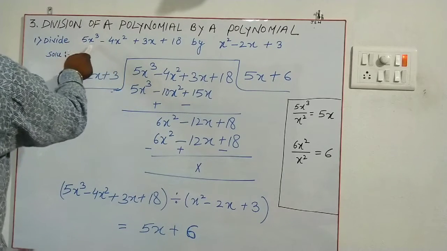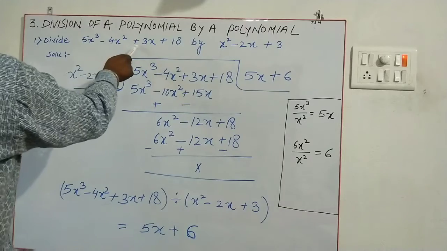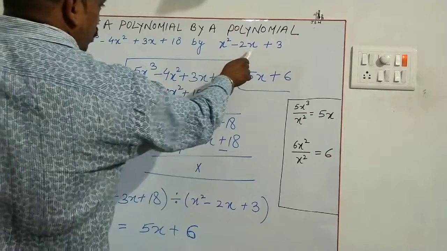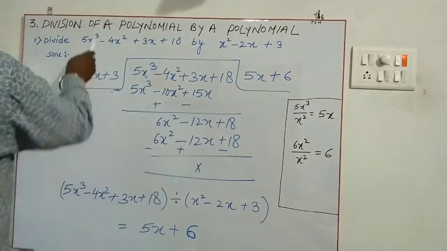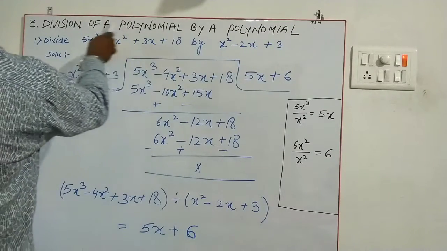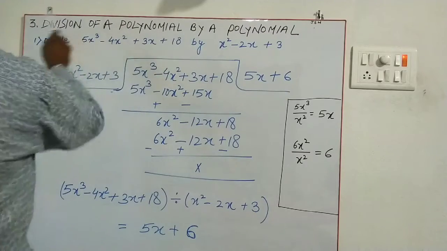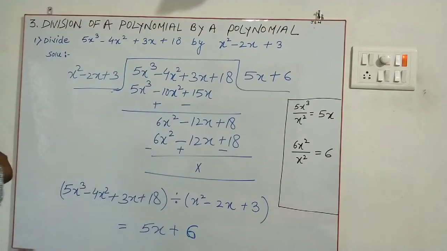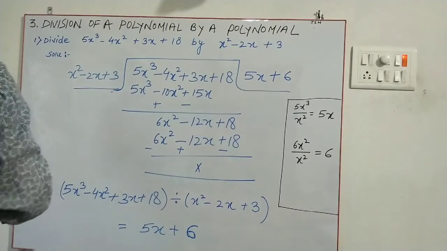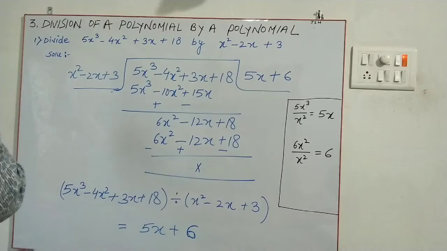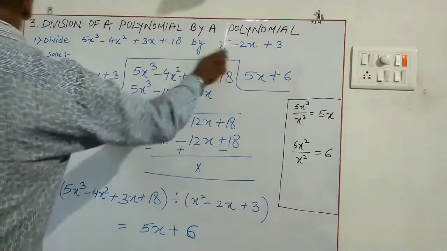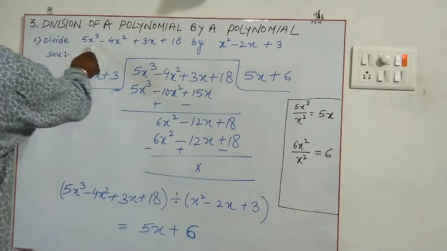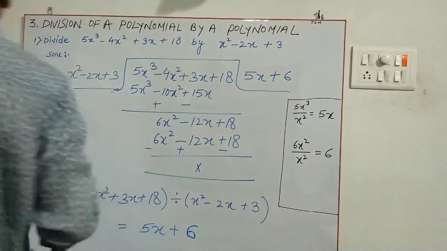Here we will divide 5x cube minus 4x square plus 3x plus 18 by x square minus 2x plus 3. So this first polynomial is our dividend and the second polynomial is our divisor. Clear? So solution. Arrange the terms of the dividend and the divisor in descending order of their degree. So it is already in descending order of their degree.